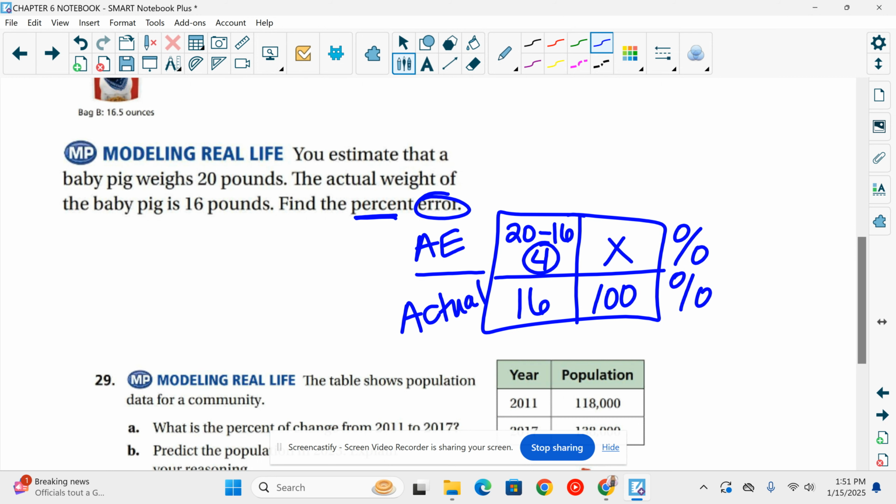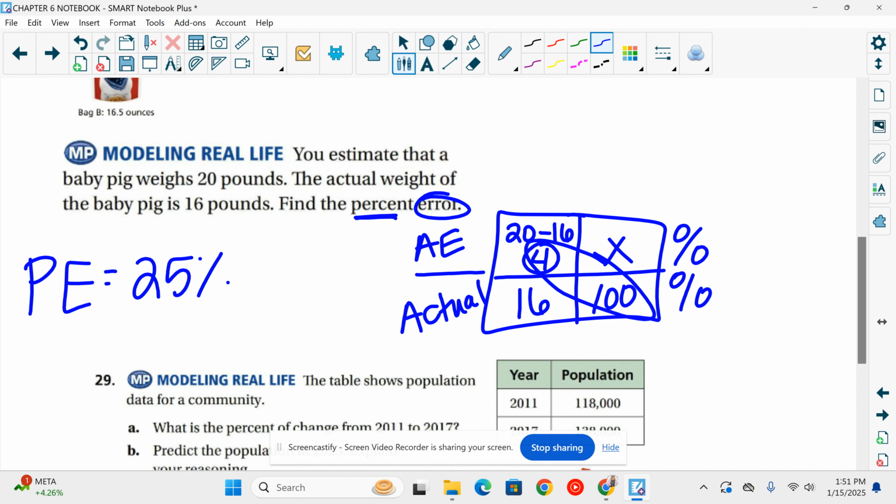So now we just solve the box, like we've been solving the box for a really long time now. You just cross multiply 4 times 100 divided by 16. And what do you get? Because we're in the percent, we have to say percent. 25%. So my percent error is 25%. And that's all you have to do. As long as you remember the labels for the box, you're going to be fine. And that's all you do. Okay?